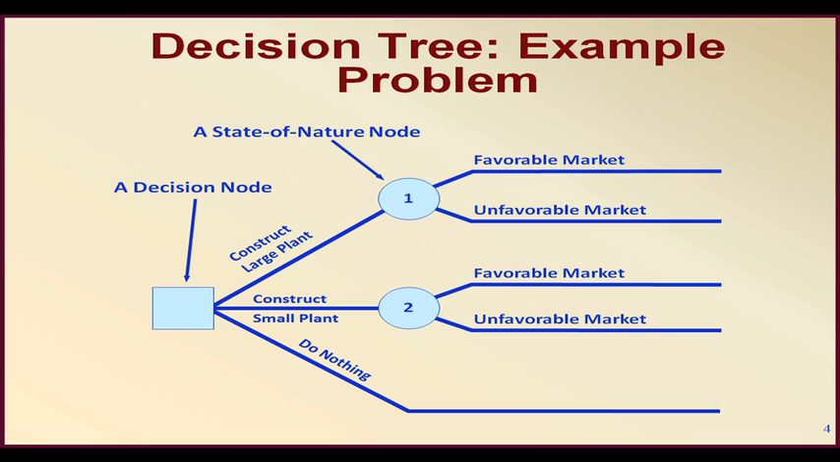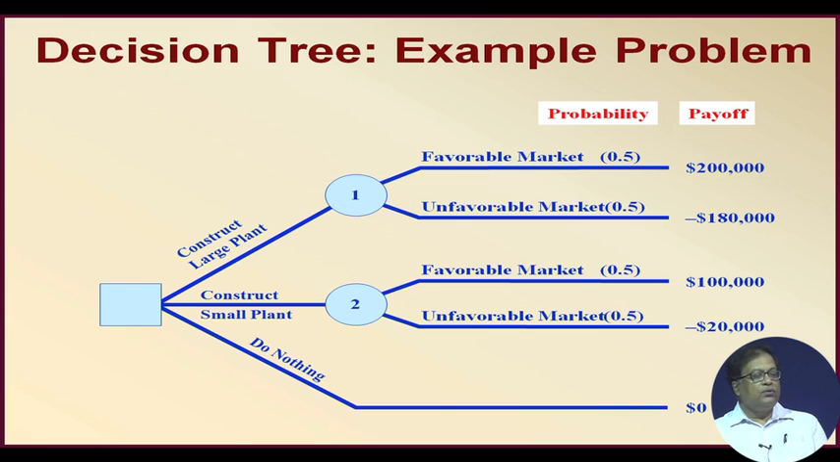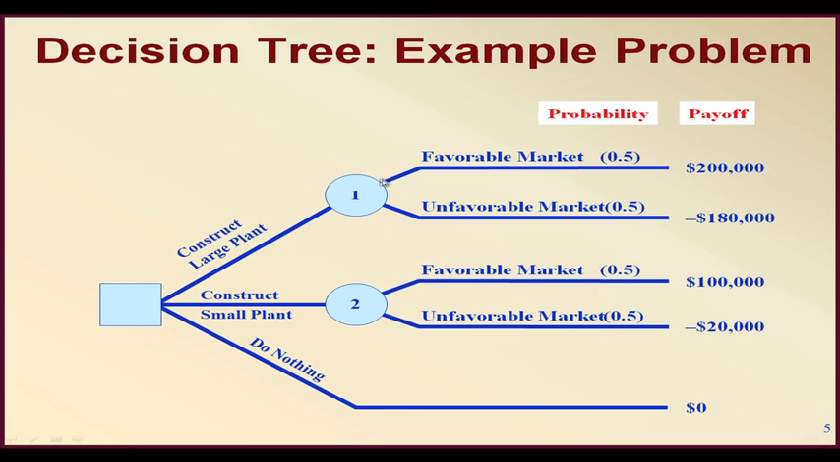Just look at this example problem once again. This is exactly what we have done. There is a decision point, the decision node, and the state of nature node, and the three decisions are shown, and those are the states of nature. At the next level, we have shown the probabilities, that is 0.5 and 0.5, and we have also shown the payoffs, that is 200,000, then minus 180,000, 100,000, minus 20,000, and these are the two states of nature, and this is where the decision point.